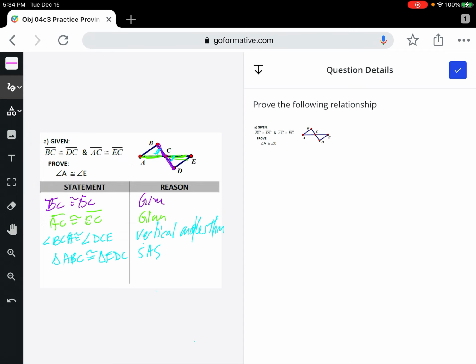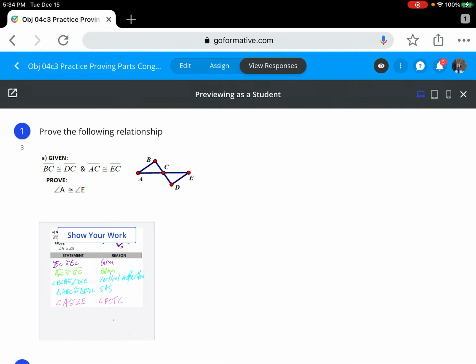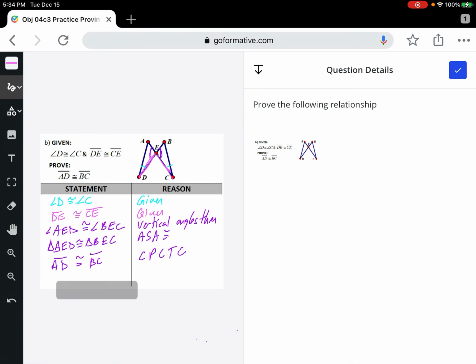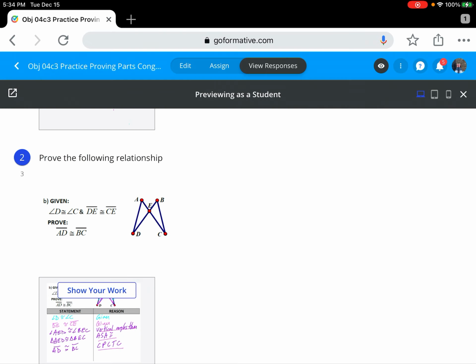Once you prove that the triangles are congruent, I know that angle A in one must be congruent to angle E in the other because those triangles are congruent. So that's where CPCTC comes from. Same thing here. I had already done this one, so I'm just going to go through. You have your givens, then your vertical angles. This one was angle, side, angle, and then also CPCTC, corresponding parts, for that one as well.